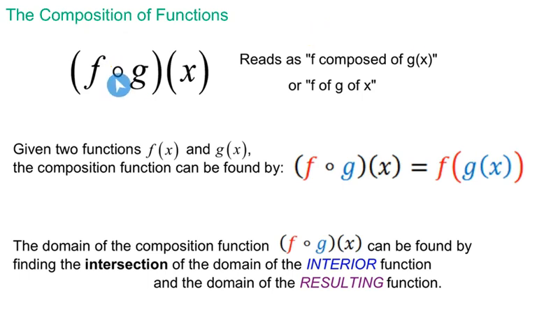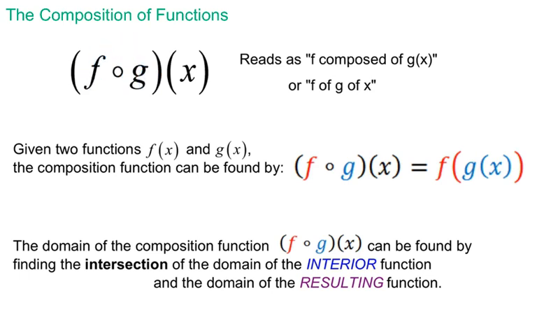So this notation, it's a largish, it's not a dot, it's an open circle, and it means composed of. So we read this as f composed of g of x, or f of g of x. So we can use any variables. It's not always just f and g, and it's not always in this order, f of g. We could have g of f or h of k.